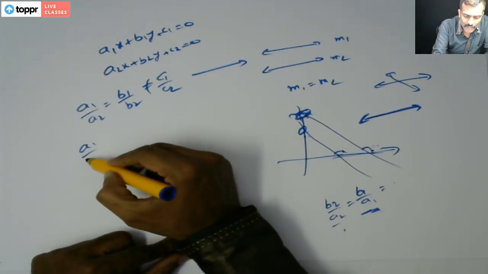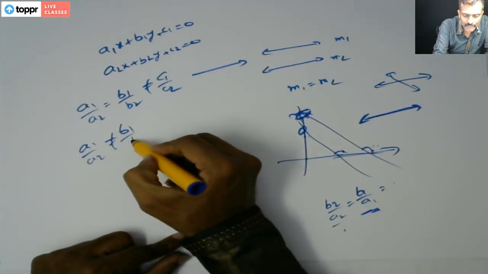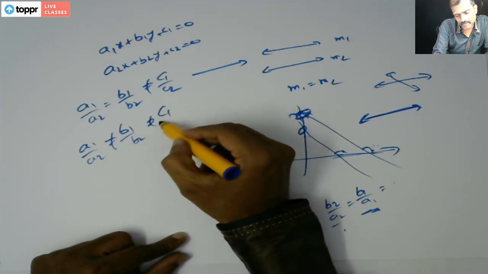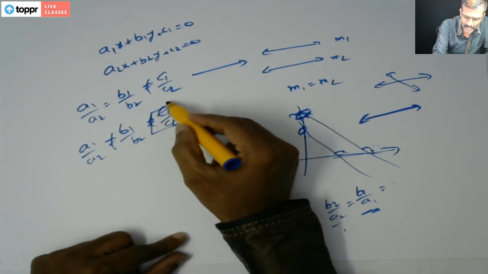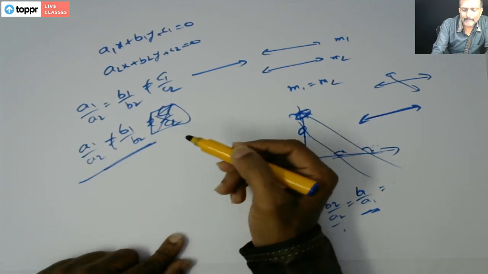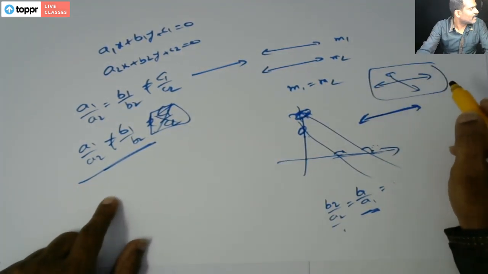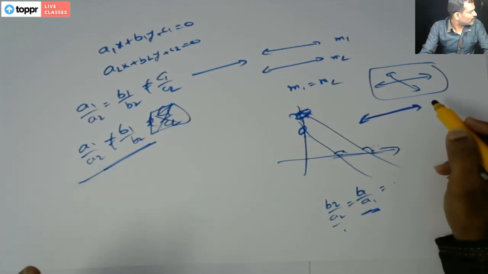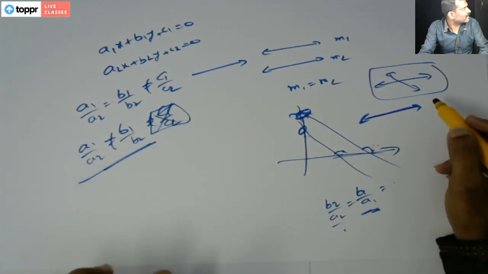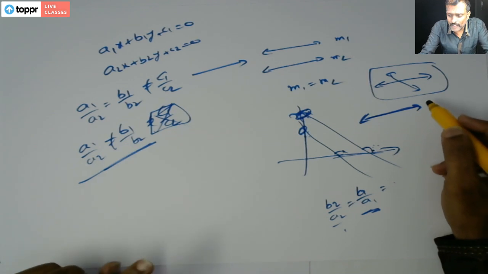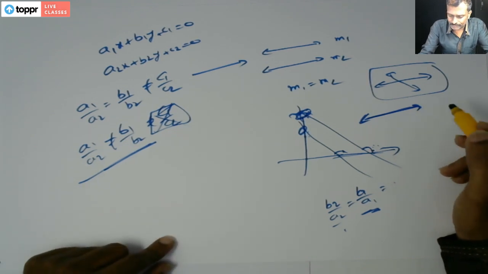And if a1 by a2 is not equal to b1 by b2 and this is not equal to c1 by c2, or this doesn't matter actually now. If this happens, then the two lines are intersecting. As the slopes are not equal, the two lines will be intersecting lines.